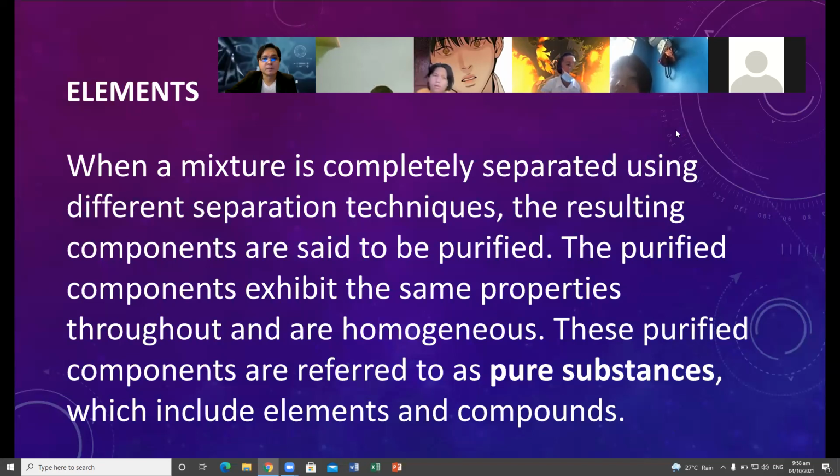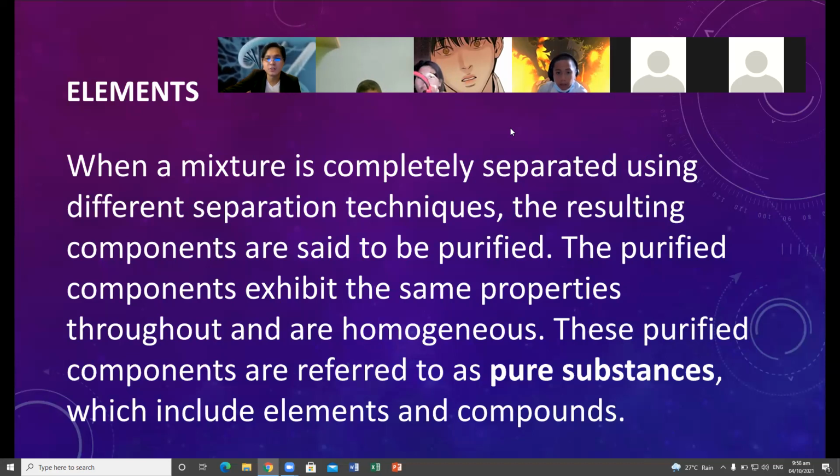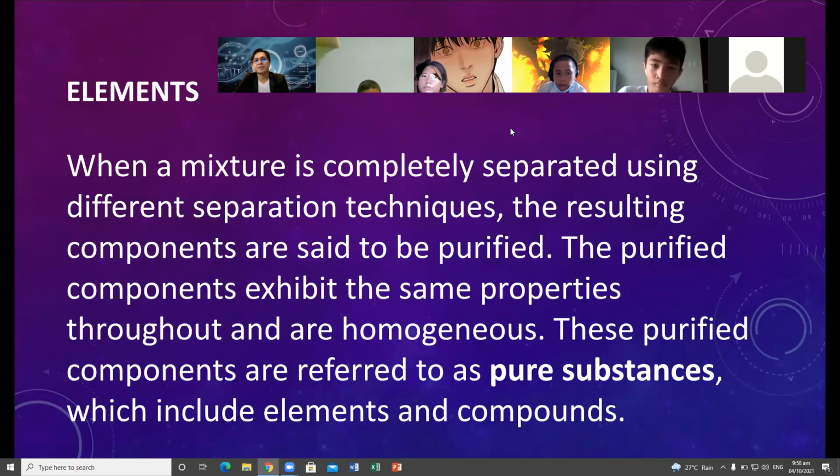Elements. When a mixture is completely separated using different separation techniques, the resulting components are said to be purified. The purified components exhibit the same properties throughout and are homogeneous. These purified components are referred to as pure substances, which include the elements and compounds. What are the two pure substances? We have elements and compounds.